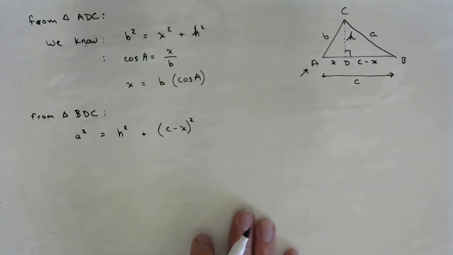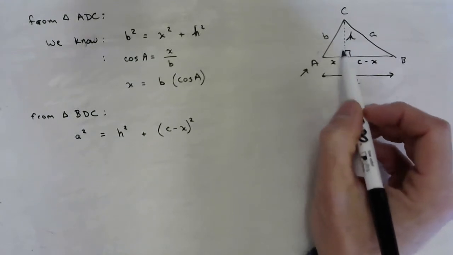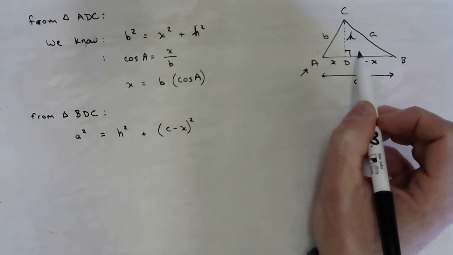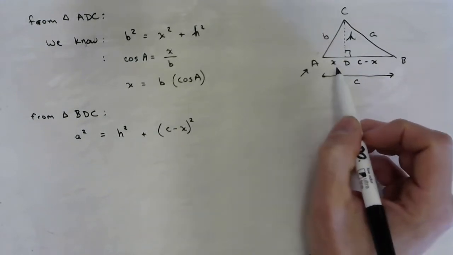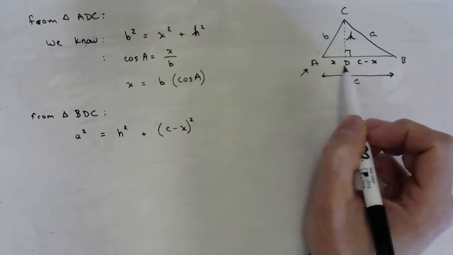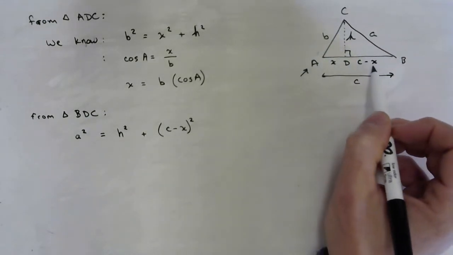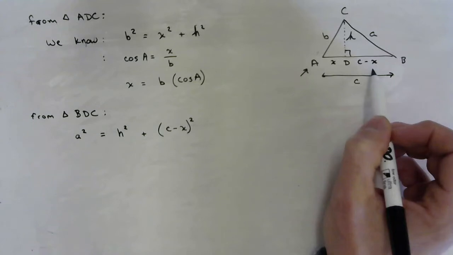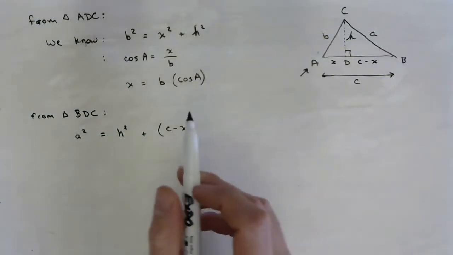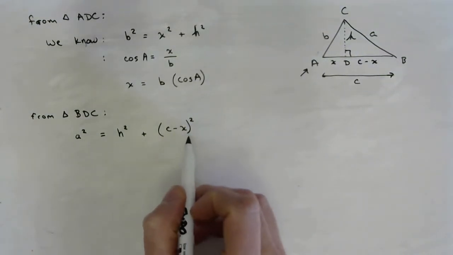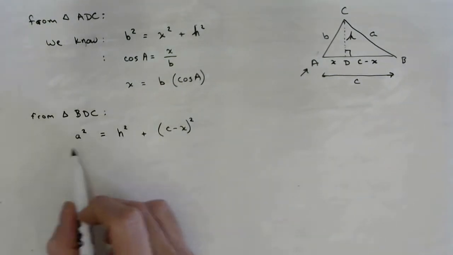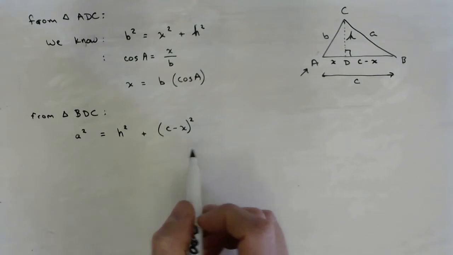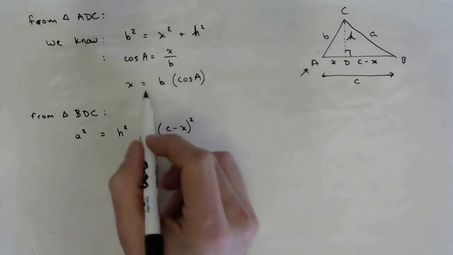But we know that these two triangles share H. So H from the first triangle and H from the second triangle are going to be the same. And the value of X from the first triangle is going to be the same as the value of X right here. Okay? So what does that mean that we can do? Well, I'm skipping ahead a little bit. Let's first expand this, and then we'll rearrange and gather our terms, okay? Then we're going to sub in what we know about X right there.